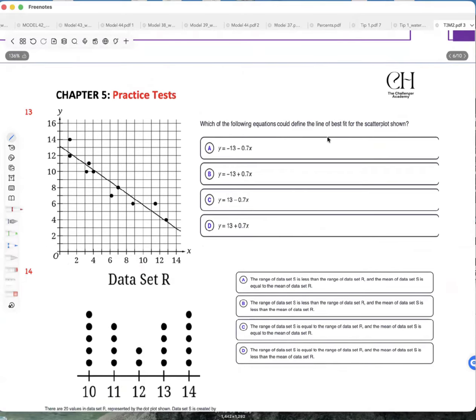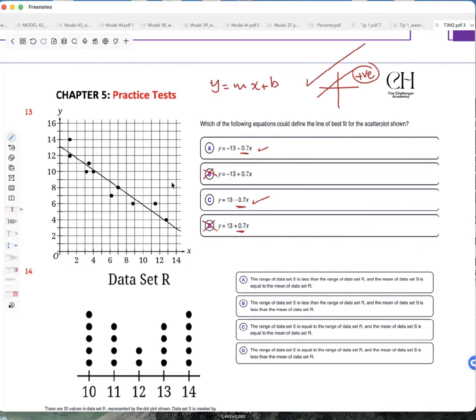Which of the following equations could define the line of best fit for the scatter plot shown? This line. You know that the equation of a straight line is y equals mx plus b. If the line goes in this direction, its slope is negative. But if you have a line in this direction, like a Nike swoosh, its slope is positive. So we will check which choice has a negative slope. This is negative 0.7, it works. This is positive 0.7, it doesn't work, so we'll eliminate it. This is negative 0.7, maybe it's correct. And D has a positive slope, so it's not correct.